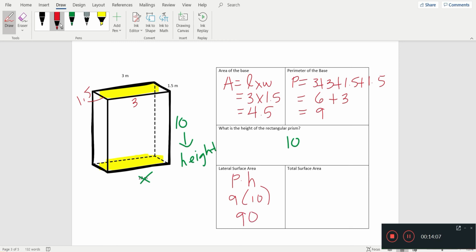Then the total surface area is pH plus twice the base. So we have here 90 plus twice of 4.5. Twice 4.5 is 9. So the answer is 99. So meters squared and meters squared.